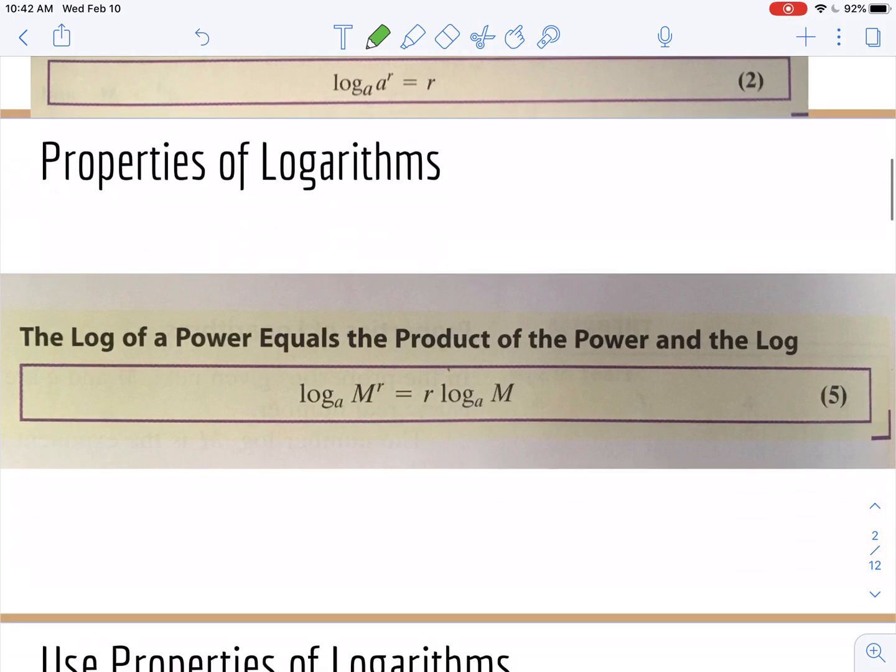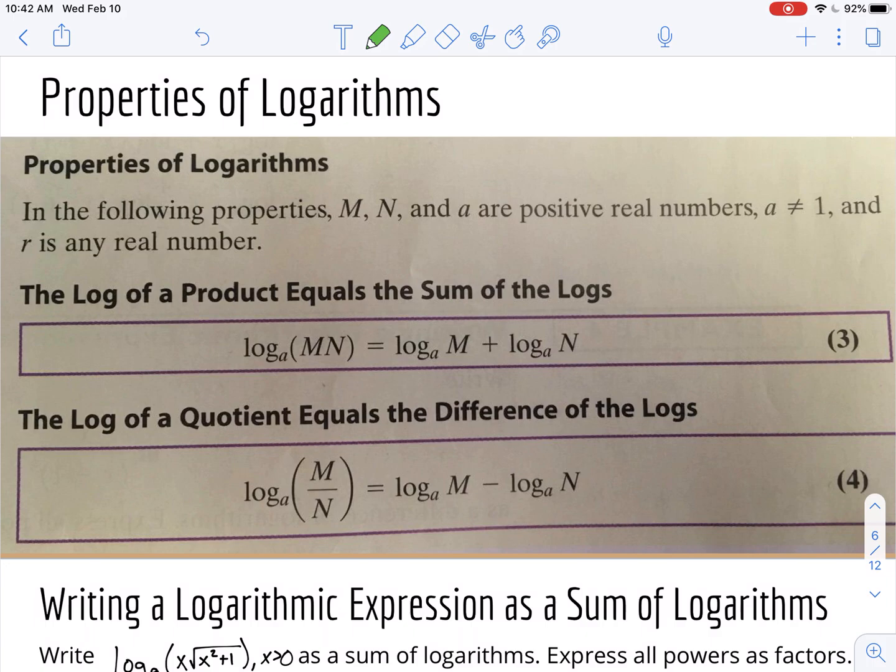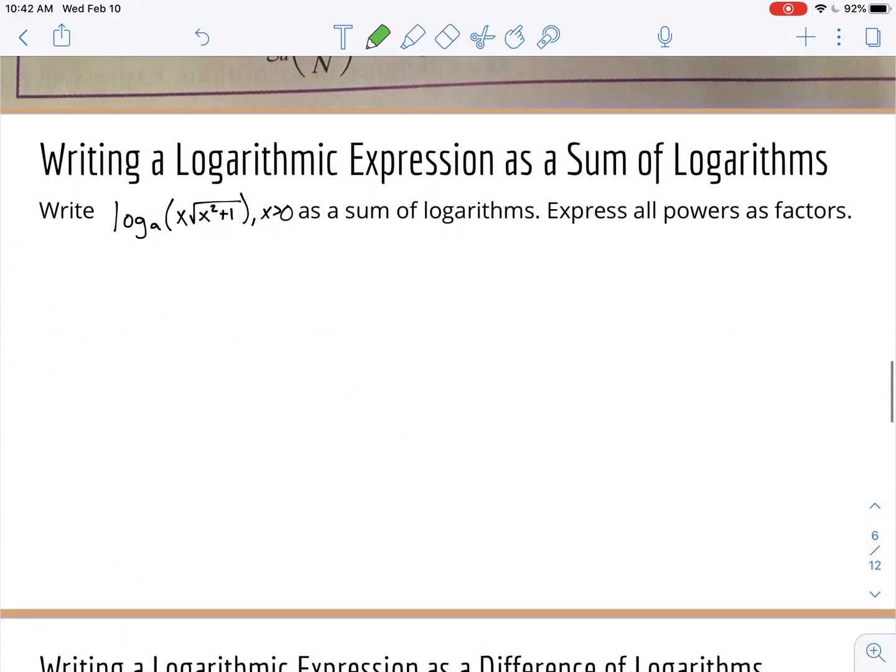Now, again, a lot of this is not going to make a lot of sense to you if you're just looking at it this way. It's not that straightforward. It's not that clear when we're looking at everything as hypothetical variables. Let's move from hypothetical variables and look at something a little bit more literal and work from there. So first thing we have here is the log base a of x times the square root of x squared plus 1, where x is greater than 0.